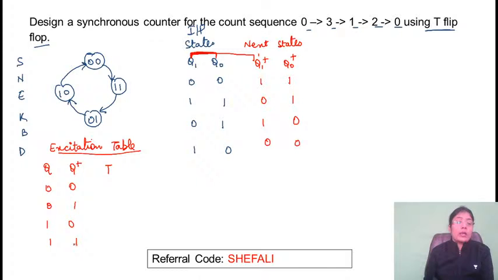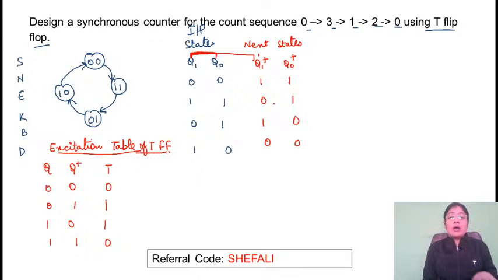00, 01, 10 and 11. What is the excitation table of T flip-flop? In a T flip-flop, when does the value toggle? The value toggles when the value of T is 1. Here the value has not toggled. This means that T was 0. If the value of T were 1, the values of previous output and next output would toggle. Here the values are toggled. This means that the input must be 1. Values are toggled, input must be 1. Values are the same, so it must be 0. So this is the excitation table of T flip-flop.